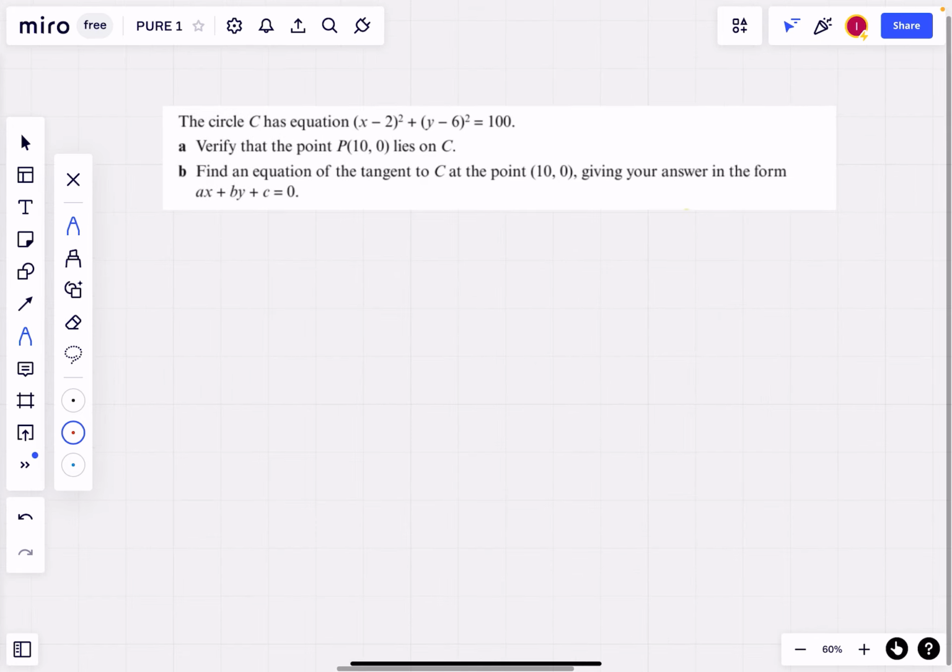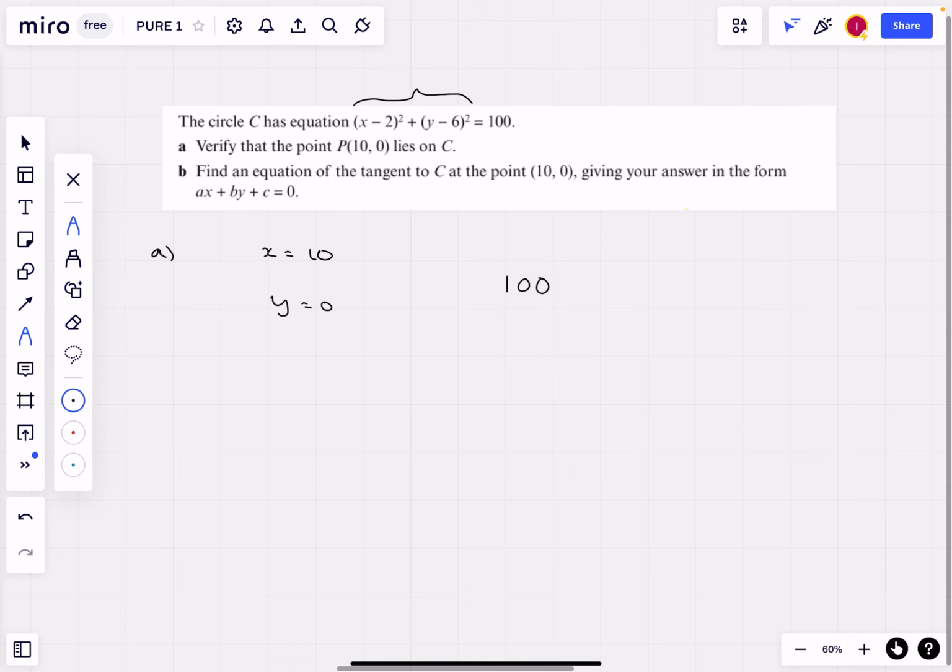First question says, the circle C has the equation (x minus 2) squared plus (y minus 6) squared equals 100. Verify that the point (10, 0) lies on C. You want to substitute x equals 10 and y equals 0 into your equation. If your equation equals 100, then yes, it lies on C. So try it. Plug x equals 10 and y equals 0 into the left-hand side. What do you get? Should get 100.